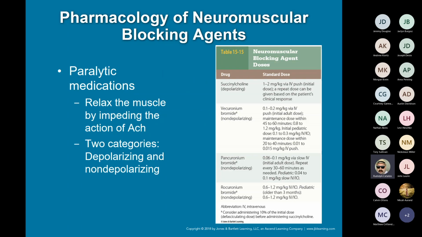Some of the common paralytics that we deal with. Succinylcholine is a depolarizing. So it makes all the muscles twitch. It takes energy. It can take oxygen until it doesn't let them reset. As to where like vecuronium, pancuronium, and rocuronium are non-depolarizing. They just don't let the impulse happen.